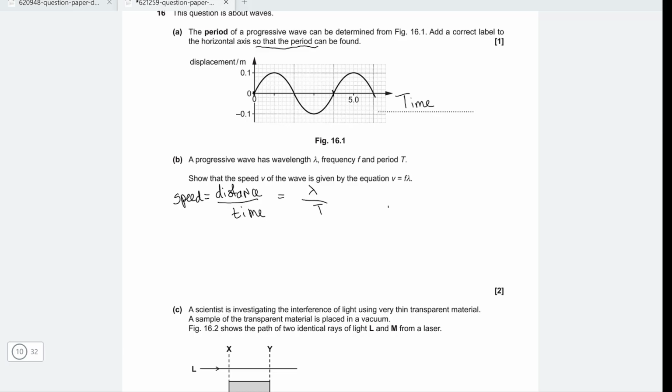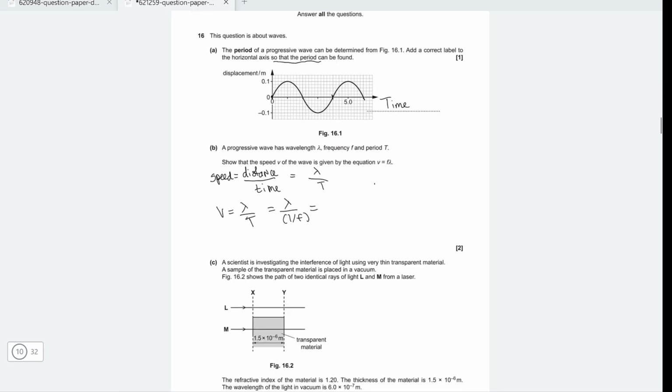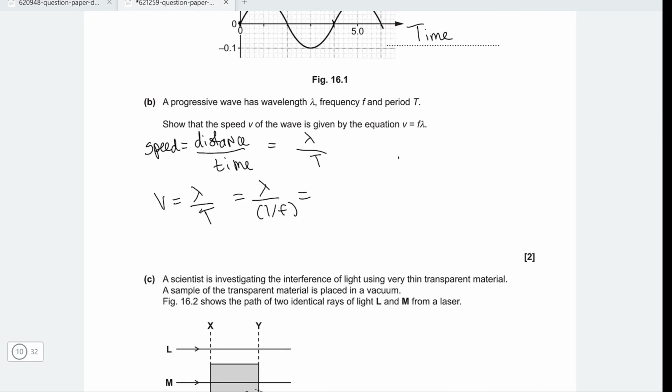Now the speed of a wave is in general v, so this is just v is equal to lambda over T. However, remember that your time period is 1 over the frequency, like so, and if we're dividing by a fraction, it's the same as multiplying by the inverse, and the inverse of 1 over f is just equal to f. So this means that v will be equal to the wavelength times the frequency.